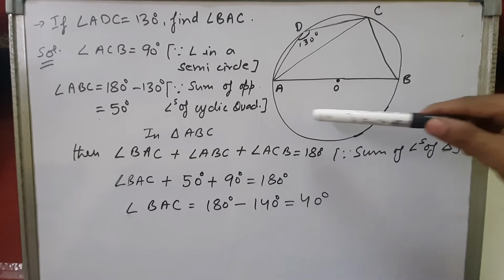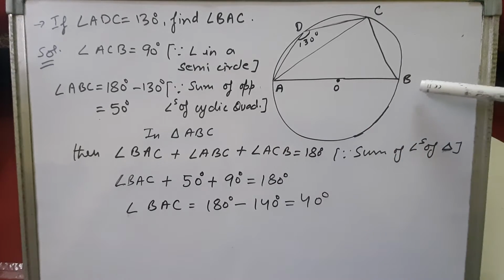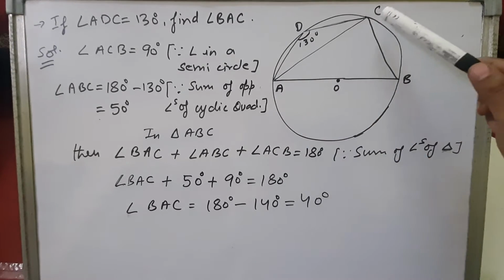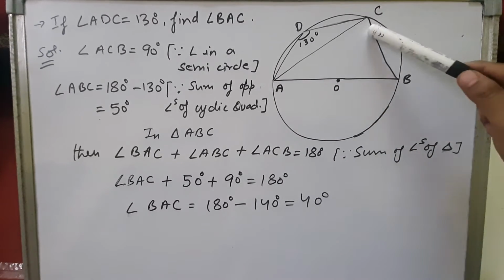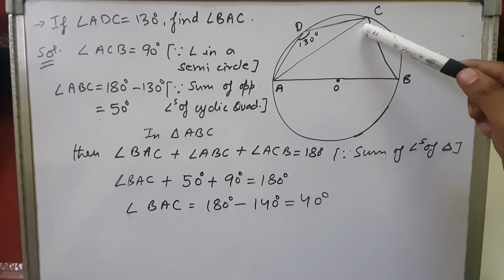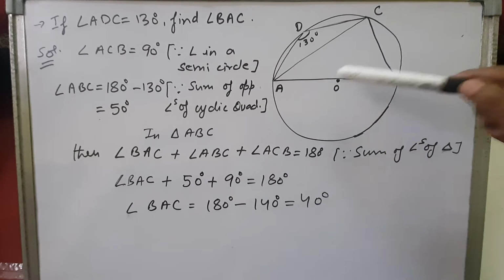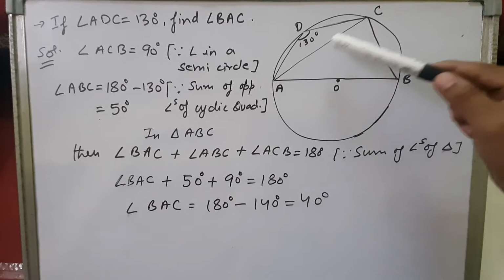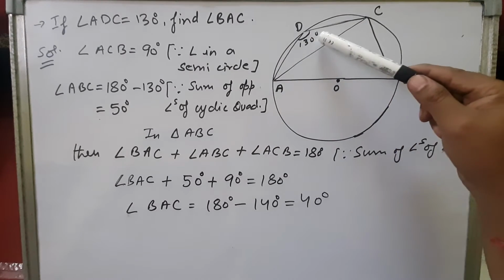Now you can see that AB is the diameter, so angle ACB will be 90 degrees, because we know that the angle in a semicircle is always 90 degrees, right? So this angle is 90 degrees. Angle ADC is 130 degrees, given to us.